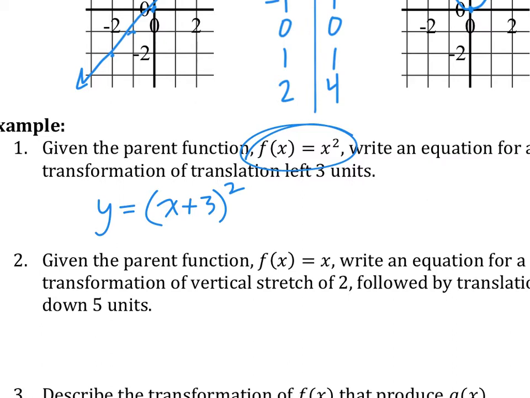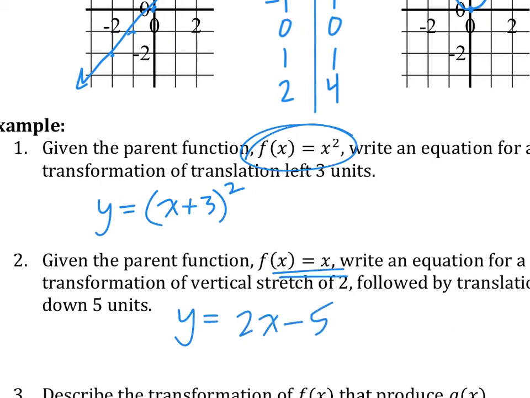Okay, next. Given the parent function x, write the equation for a transformation of vertical stretch 2 followed by translation down 5 units. Okay, try that. Your parent function is x. All right, let's see. Brooklyn, what'd you write? Y equals 2x.